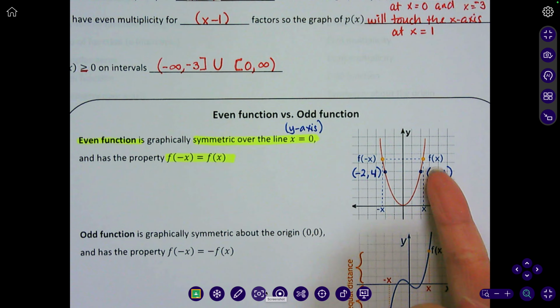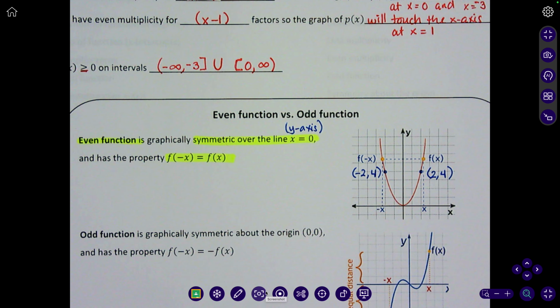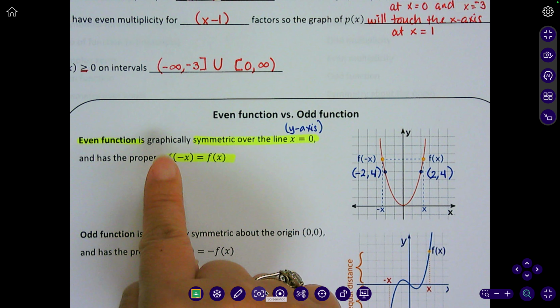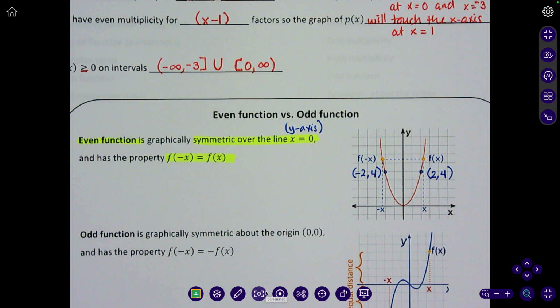So this point reflects over the y-axis. So the y value for x is the same as the y value for the negative x. Is that good? That's what makes it an even function.